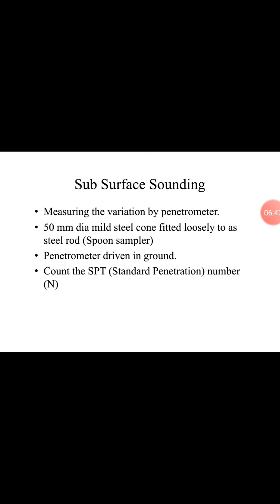Now subsurface sounding. It measures the variation of the resistance offered by the soil with depth by means of a tool known as a penetrometer, where a 50 mm diameter mild steel cone is fitted loosely on a steel rod or a smooth sampler. The penetrometer is driven into the ground with the help of a 650 Newton weight falling from a height of 750 mm, and the standard penetration number is counted. After counting, we get the exact idea about the bearing capacity.